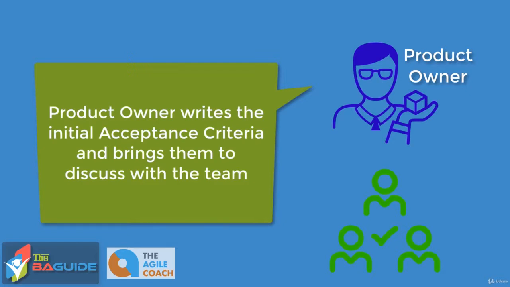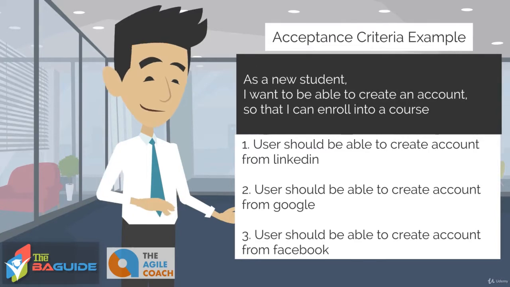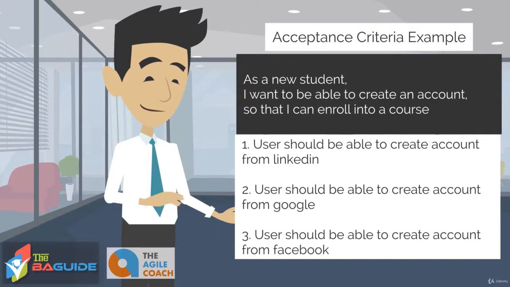So let's look at an example. Using our very simple user story format, we're going to define who, what, and why. As a new student, I want to be able to create a new account on theagilecoach.com so that I can enroll into a course. This is a very simple story. How can we add more details and how can we make this story more testable and clear?